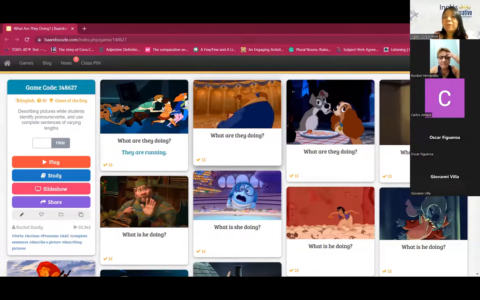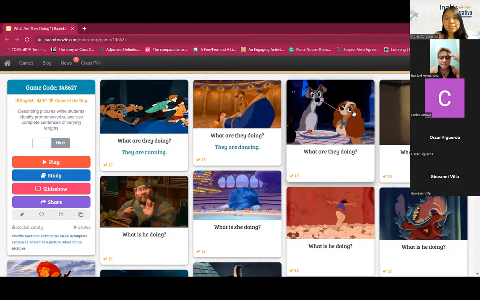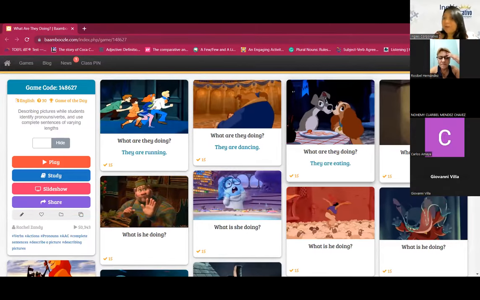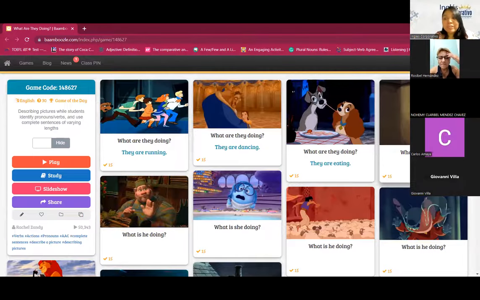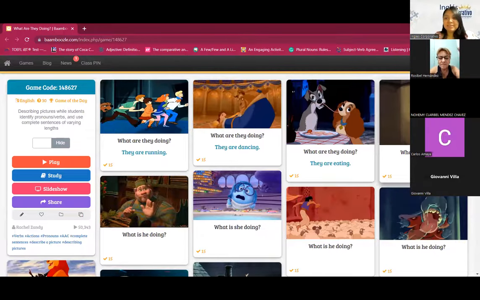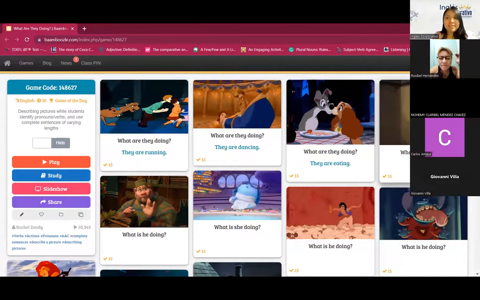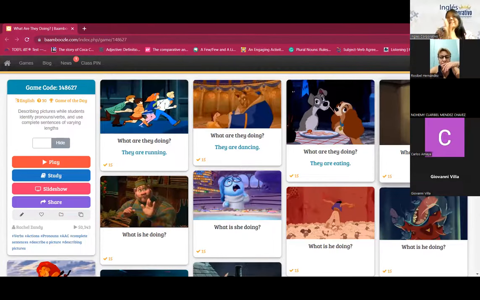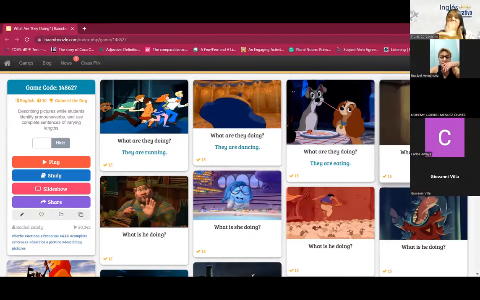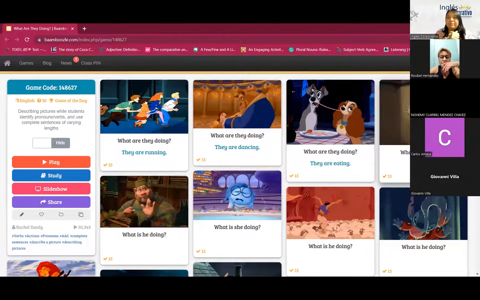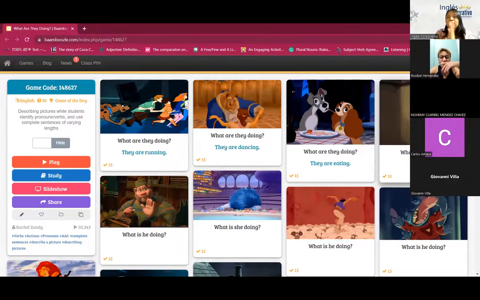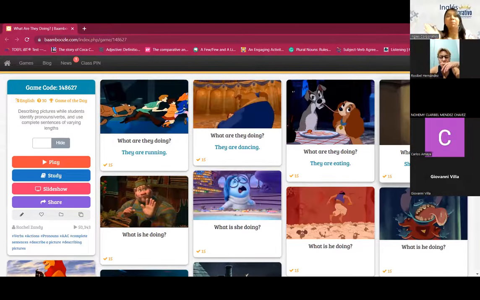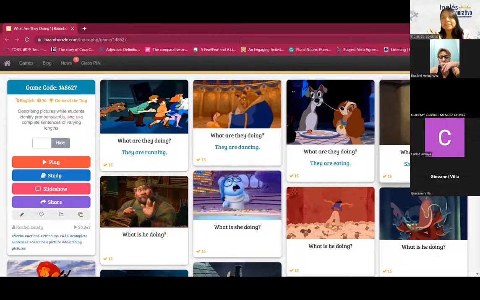They are dancing. What about number three? What are they doing? They are eating. And what about her? What is she doing? She's singing. But look at the movements with her hands. How do you call this action? So that in English is clap. So she is clapping.